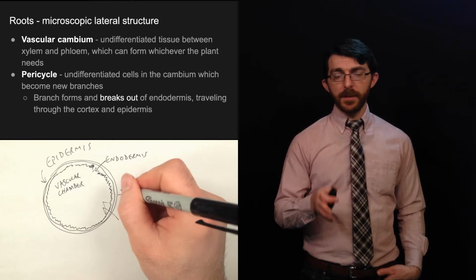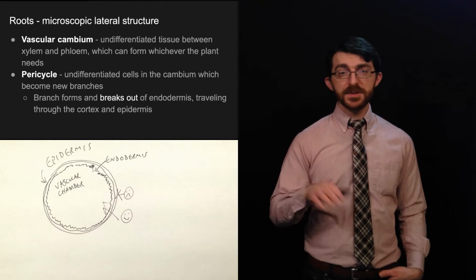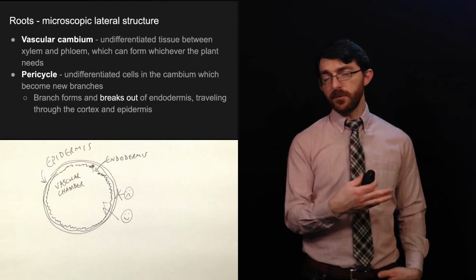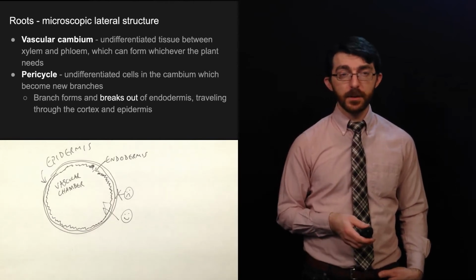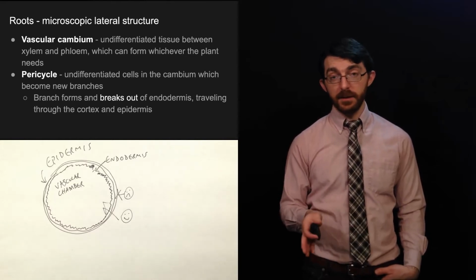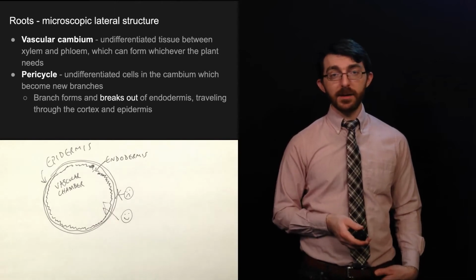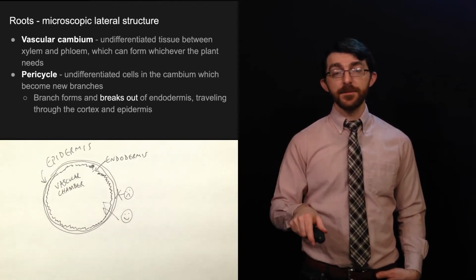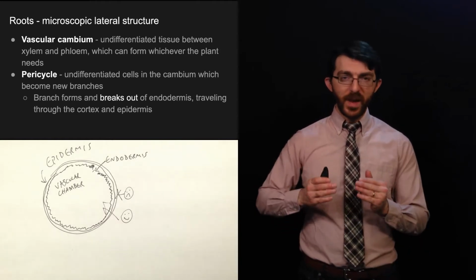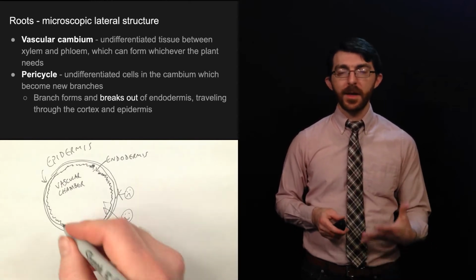So more microscopic lateral structure. First, we've got the vascular cambium. These are undifferentiated tissue between the xylem and the phloem, which can form whatever the plant needs. There's also the pericycle, which kind of sounds like it would be a lot of fun to ride, but this is actually part of a plant. These are undifferentiated cells in the cambium, which become new branches. A branch forms and breaks out of the endodermis, traveling through the cortex and the epidermis.